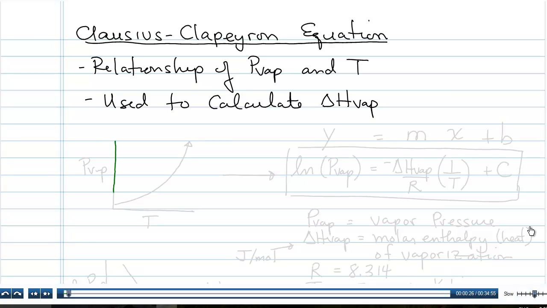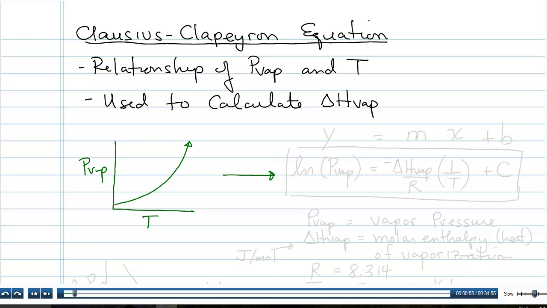The equation, let's back up. If you recall from our notes, we saw that a graph of vapor pressure, P vap, versus temperature has the form of an exponential function. Okay? So because it's an exponential function, we're not surprised then to see that there's a logarithmic relationship between vapor pressure and temperature, since the logarithmic function is the inverse of the exponential function.